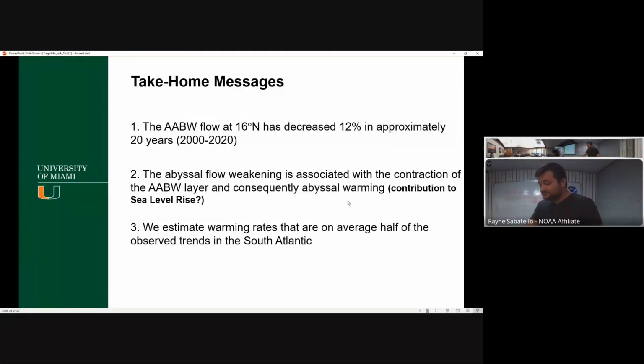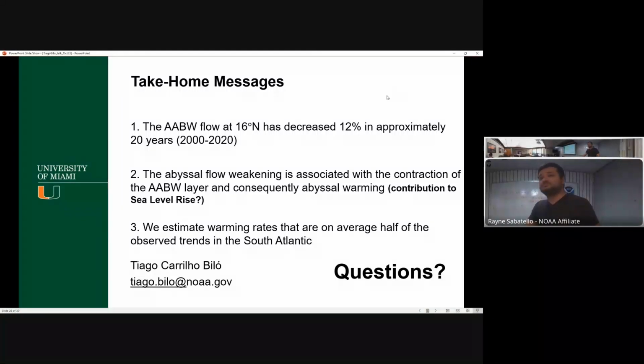And the estimated warming rates, they are on average half of the observed trends in the South Atlantic that has been out there. So meaning that we could see a potential dilution of the signal as this water flows northward. So imagine that along its way, it's constantly mixing with North Atlantic deep water. We can expect that those signals get mixed in and interfere with each other. So as we go to North Atlantic, we have more North Atlantic deep water, and so a dilution of the signal. All right, and I'll finish my talk here.